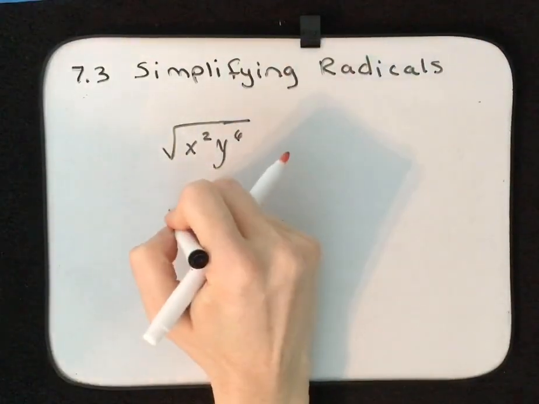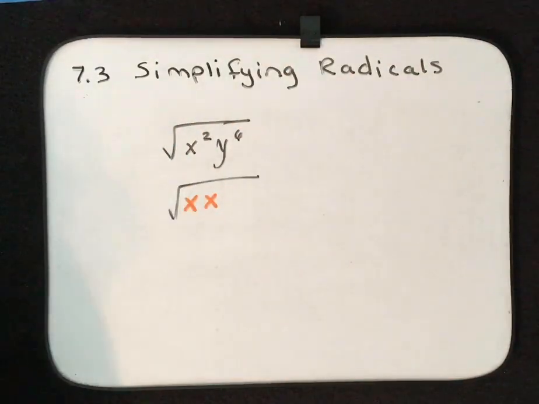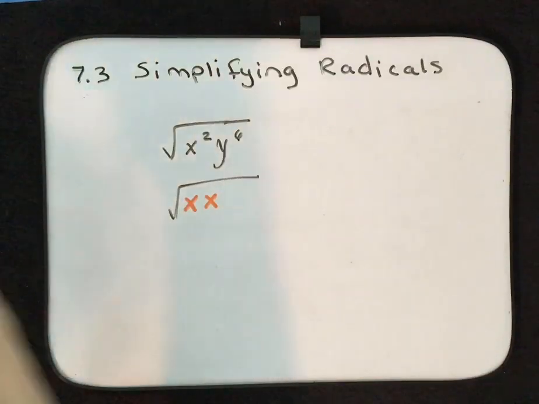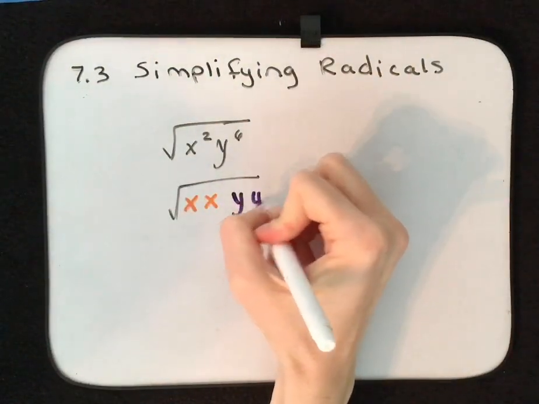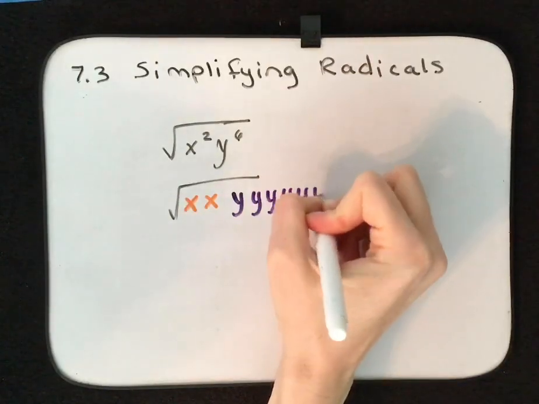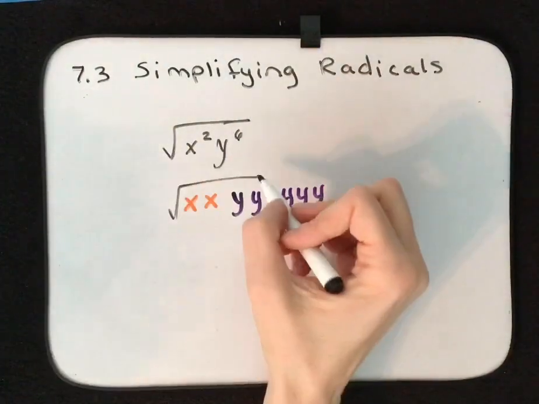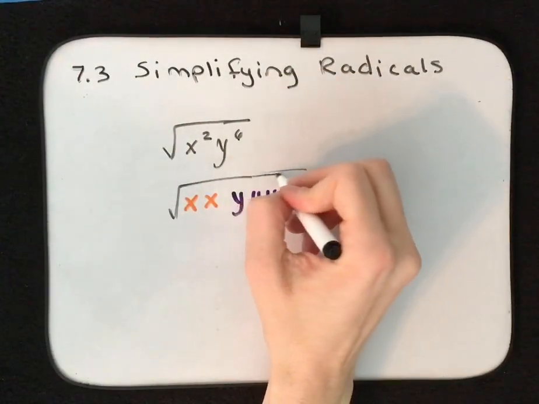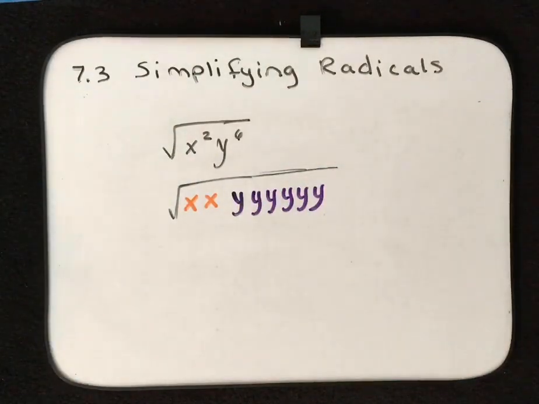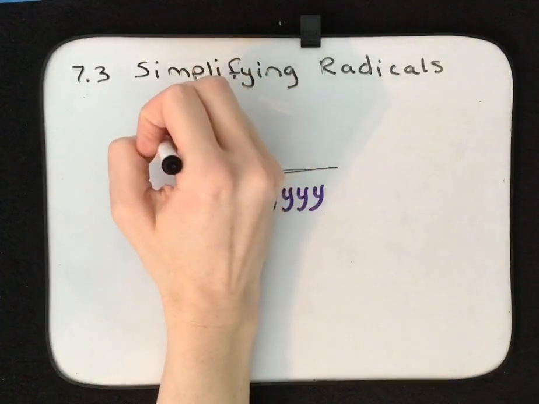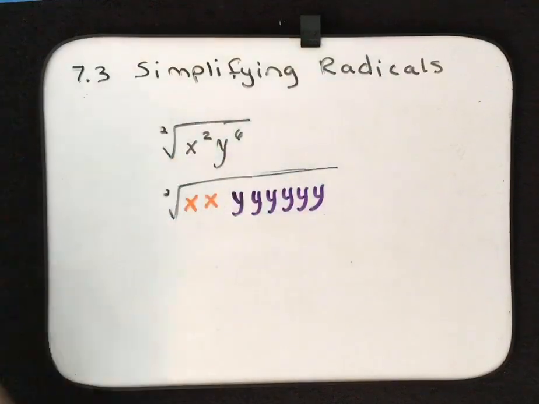So I have x to the second, so that means x times x. I have y to the sixth, so that means y times itself 6 times. When we're looking at what this means, the square root means that you are looking for groupings of 2. For every 2 inside, you can pull 1 out.